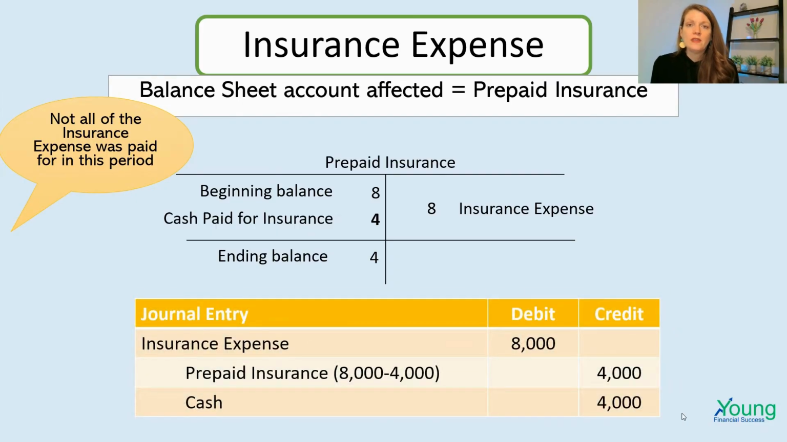So this is what the entry would have ultimately looked like that would net out through 2026. We would have debited insurance expense for 8,000 because that's what we see in the income statement. We would have credited the prepaid for 4,000. We see that when we look at the comparative balance sheet, it went down by 4,000. So the other 4,000 was all that we actually spent in cash.